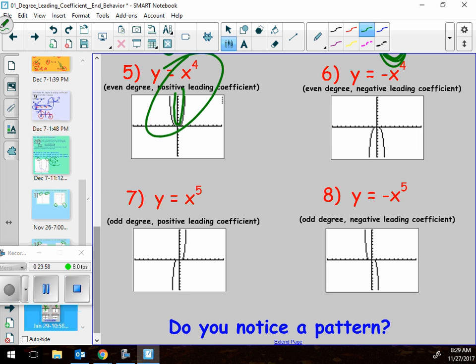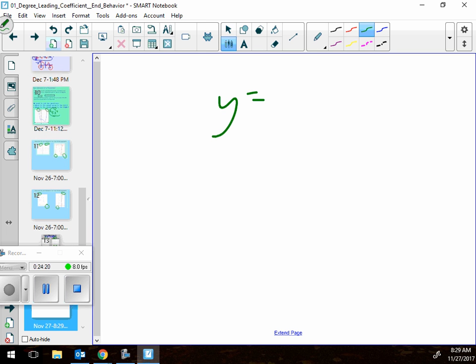All the even ones look like that, and take a wild guess what all the odd ones look like. They all look like x to the third. X to the fifth is just a little tighter turn than x to the third. X to the seventh just looks like this again, except a little tighter turn, sharper. So, what would negative x to the ninth have to kind of look like? Think it through. Make me a little sketch.